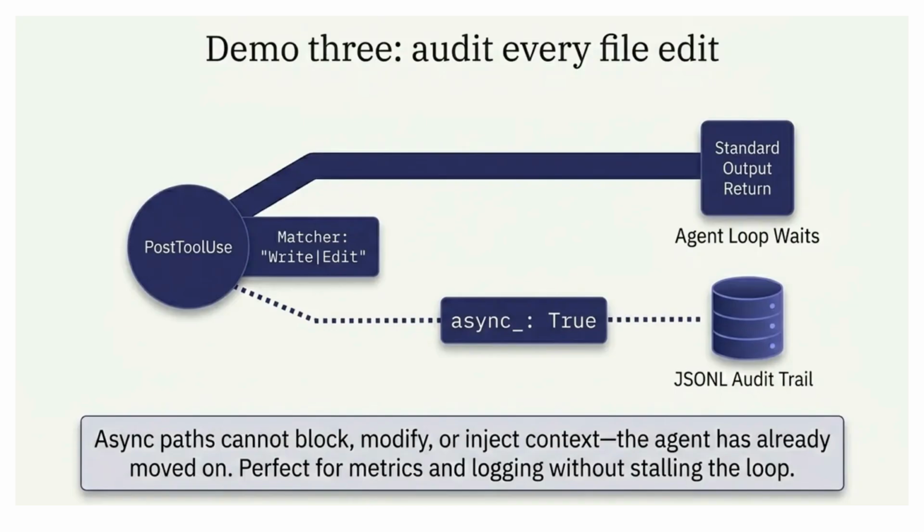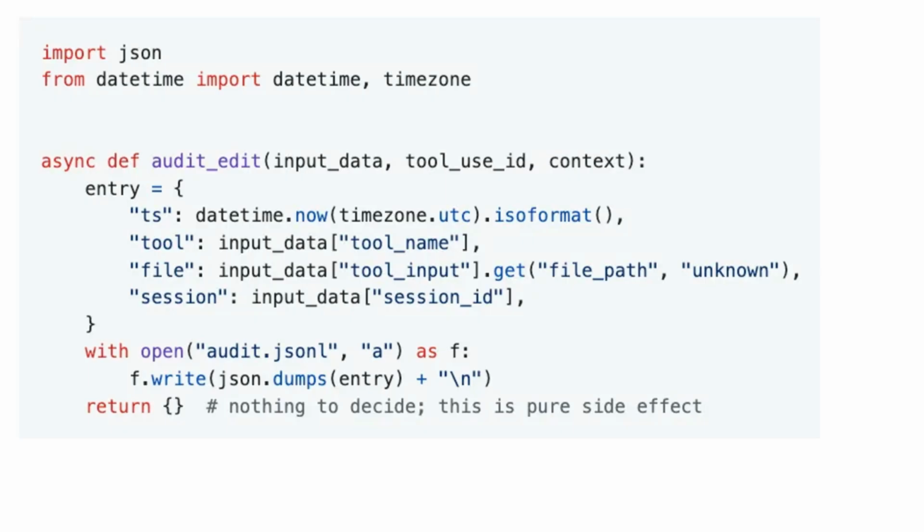Demo 3. Audit every file edit. Post-tool use runs after a tool returns, which makes it the natural home for logging. This hook appends a line to a JSONL audit trail every time the agent writes or edits a file, exactly the kind of record that compliance and debugging both want. Since it only performs a side effect and does not need to influence the agent, it is a clean fit for the pattern.